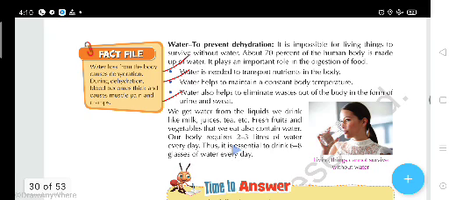So we get water from the liquids we drink. If you are taking milk, juice, tea, it means ultimately you are taking water. Fresh fruits and vegetables also contain water. Nearly 2 to 3 liters of water you have to take every day. So 6 to 8 glasses of water you must drink every day.